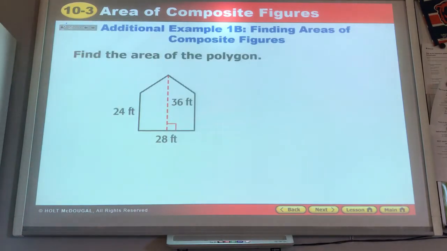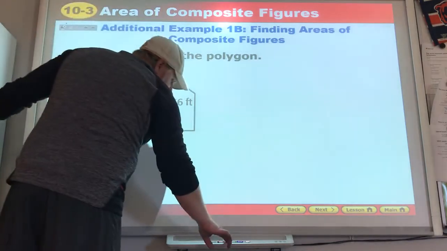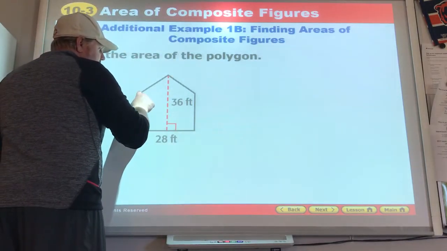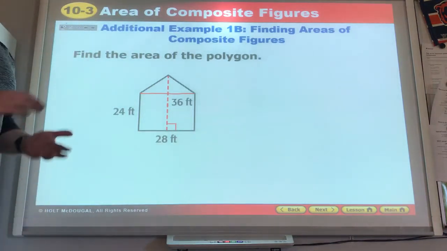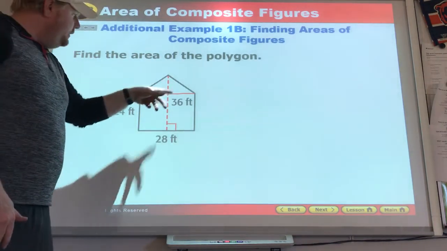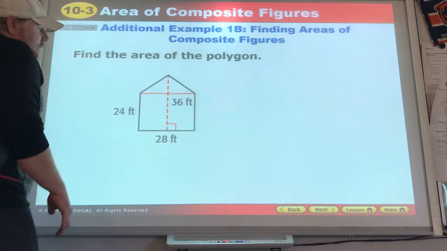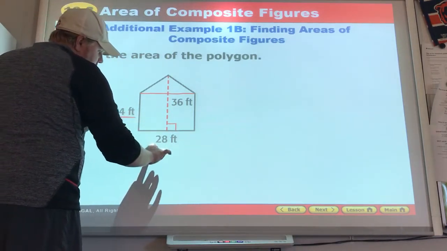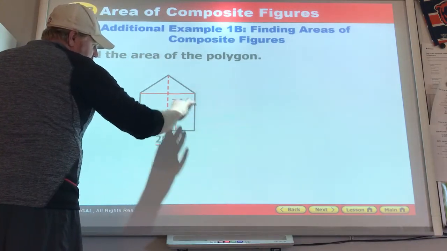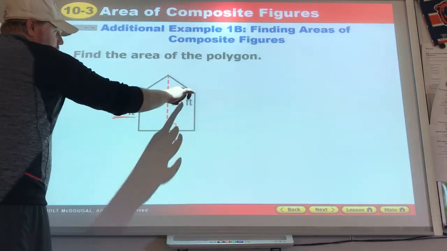Now we look at this. When I look at it, I try to make it as simple as I can because I don't like to work harder than I have to. I made a house, pretty. But what I really did is I made a triangle and a rectangle. This rectangle is 24 by 28. That gives me all this space down here below the red line.